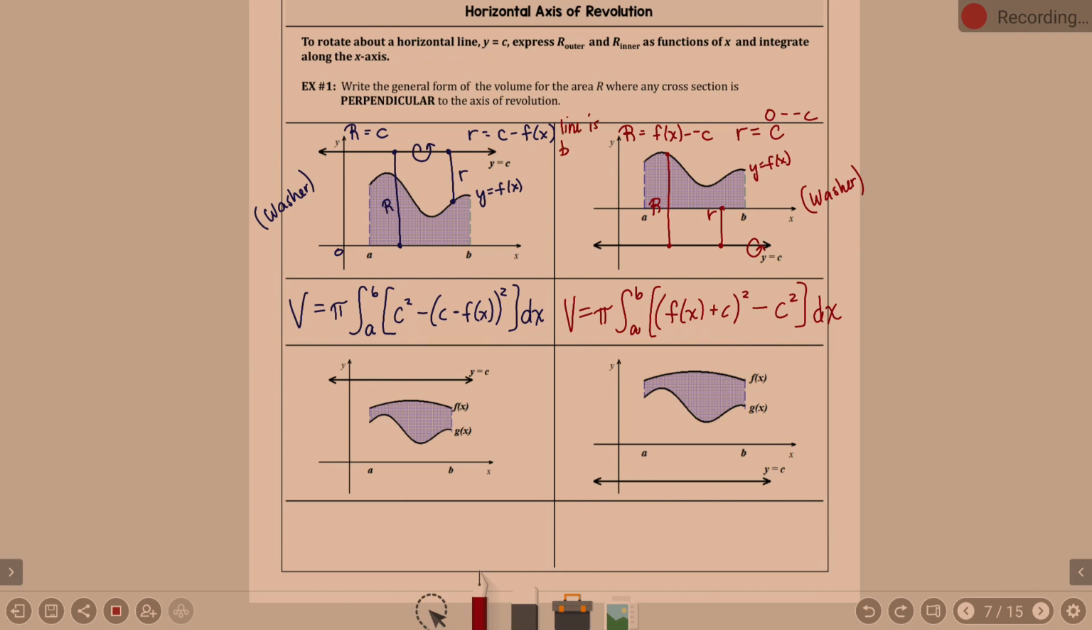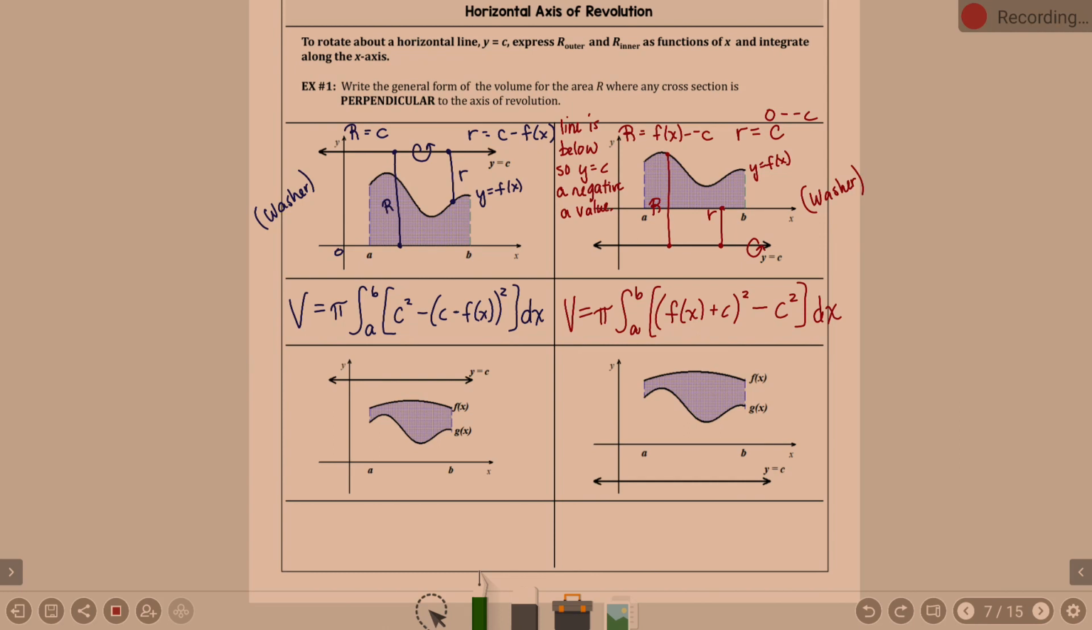When the line is below, then that's going to make C a negative value. Because in all honesty, it's usually a negative number when that happens. Okay. Okay, did we get it all? I think we did. Okay. Ready for the next one?